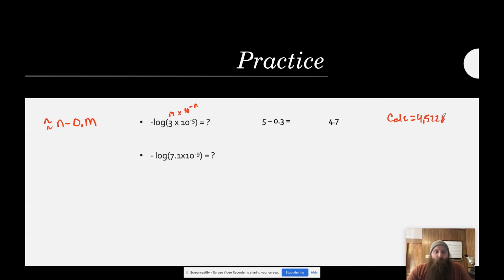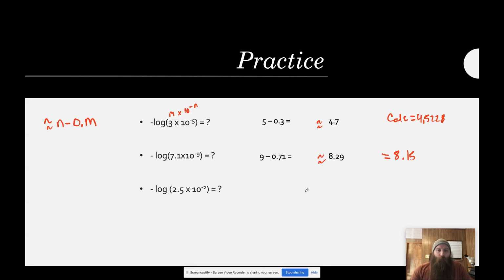Let's try this one. Again, n minus 0.m. So 9 minus 0.71 is going to give us 8.29. Let's plug it in and see what we get in the calculator. For 7.1 times 10 to the negative ninth, we get 8.15. 8.15 is the actual answer. So our approximations are pretty close.